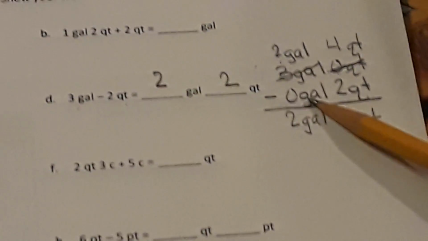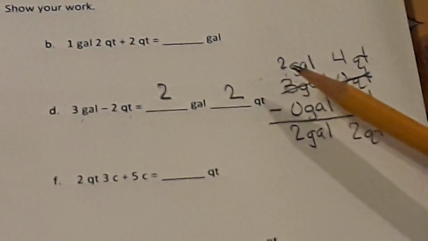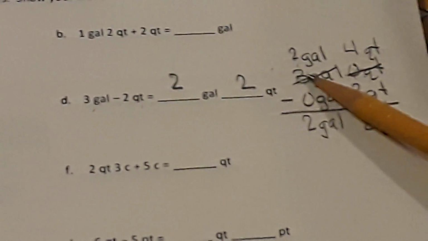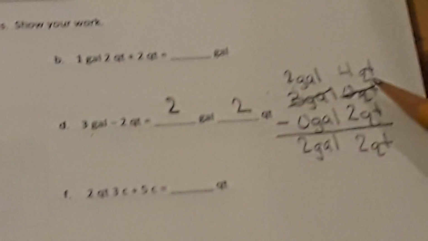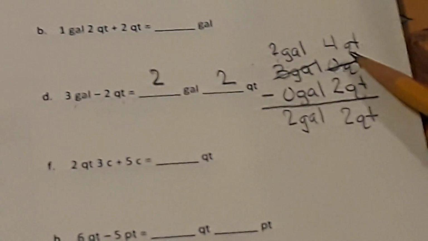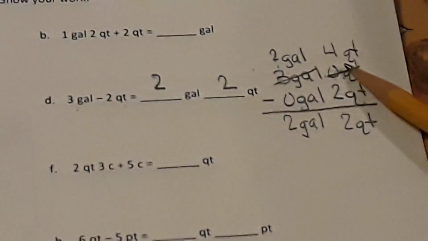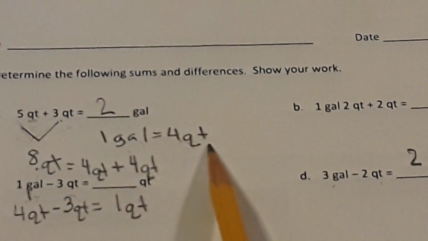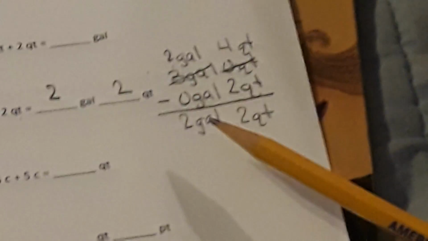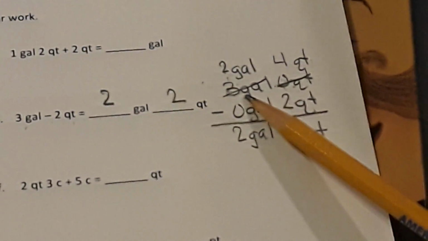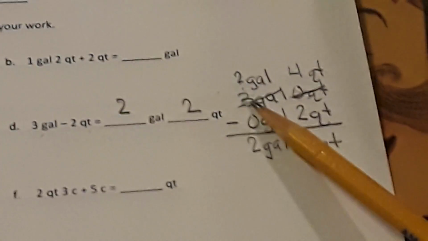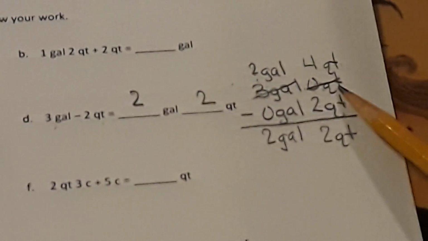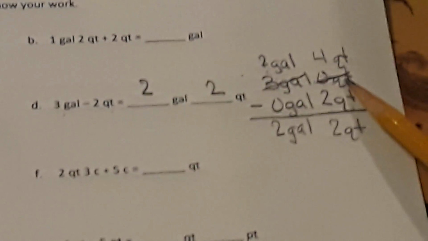What is confusing them, I noticed, though, is when I borrow quarts from my gallon, they want to make it 10 because that's what they're so used to. And that's not what we're borrowing, because they have to stay with that conversion rate of 1 gallon equals 4 quarts. So when you're helping them, try to keep that in your head, because when we borrow a gallon over to the quart side, we're getting 4 quarts.